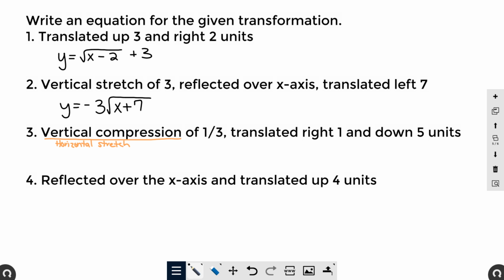Vertical compression, also known as horizontal stretch, of 1/3, translated right 1 and down 5. So y equals 1/3 and then minus 5. So remember, the up, down is what you think. Down is minus, up is positive, but inside that square root, it's opposite. All right, last one. Reflected over the x-axis and translated up 4. So y equals. Good, and the plus 4 on the outside.